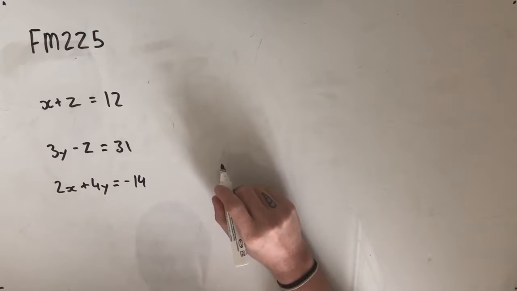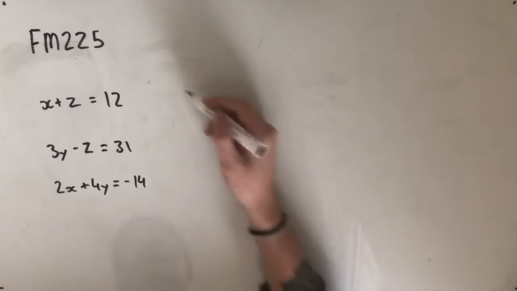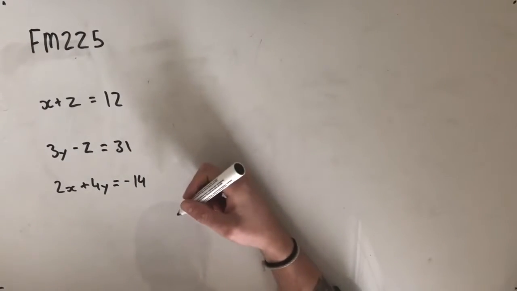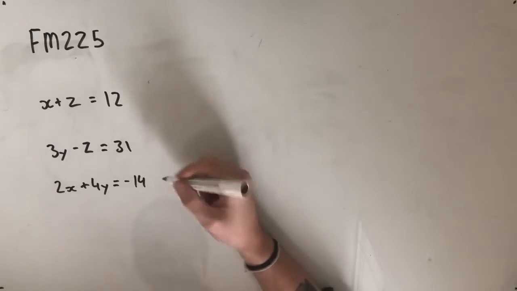Now, this question reads, the system of three simultaneous linear equations above, and we're given these three linear equations, can be written in matrix form as what?